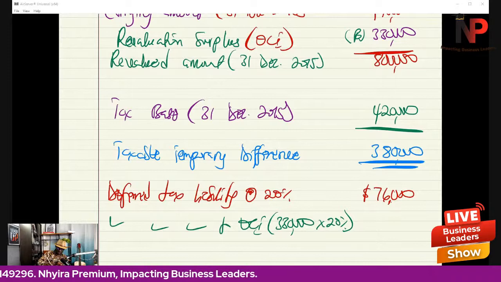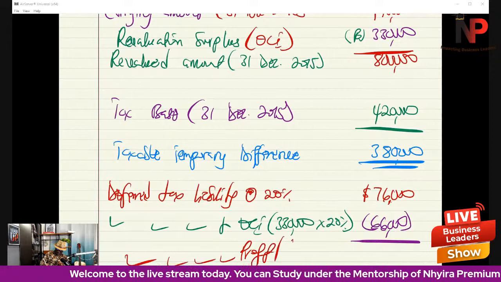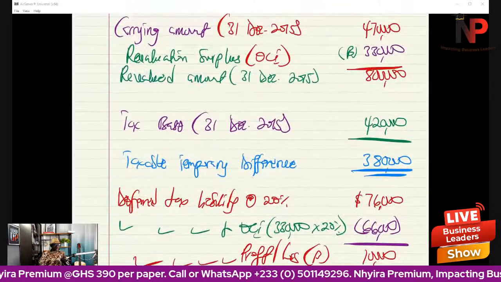And then the balancing figure is the deferred tax liability that will go to the profit or loss account, which is the balancing figure of 10,000. These are the workings we do relating to this particular question. Now, remember, this is not what the examiner said you should do. Let me know if you understand the workings very well.